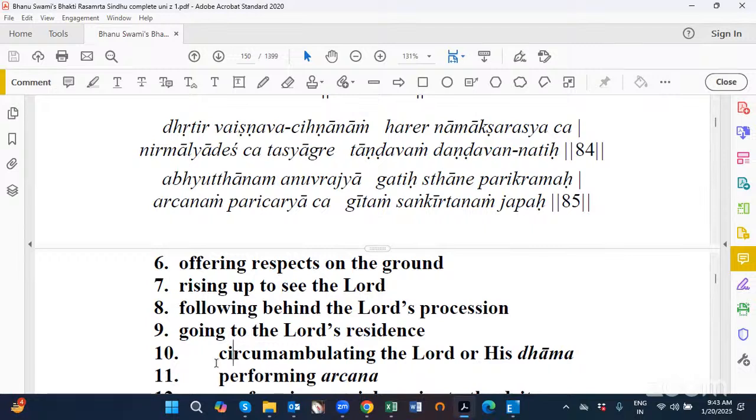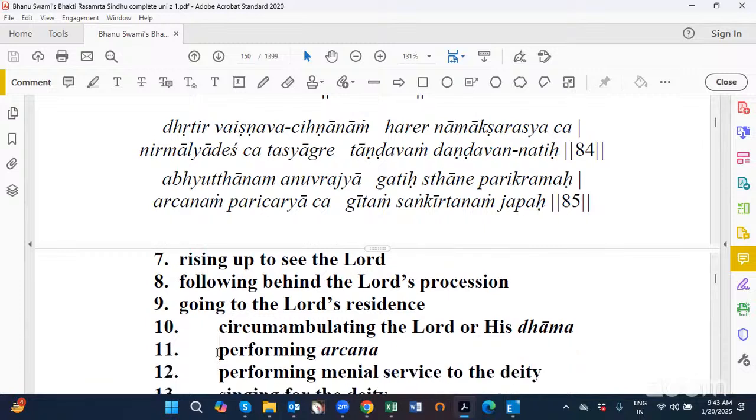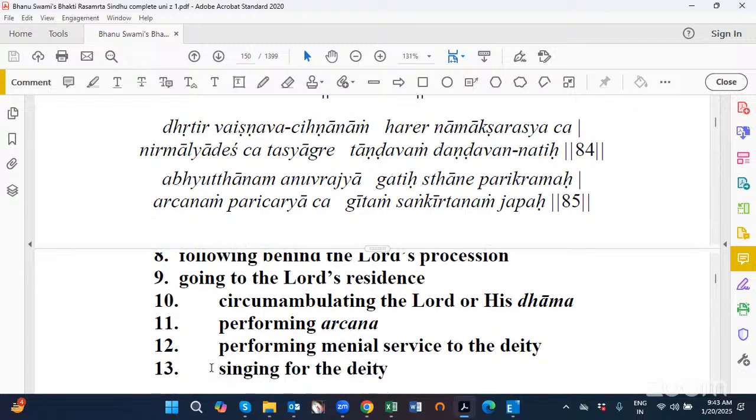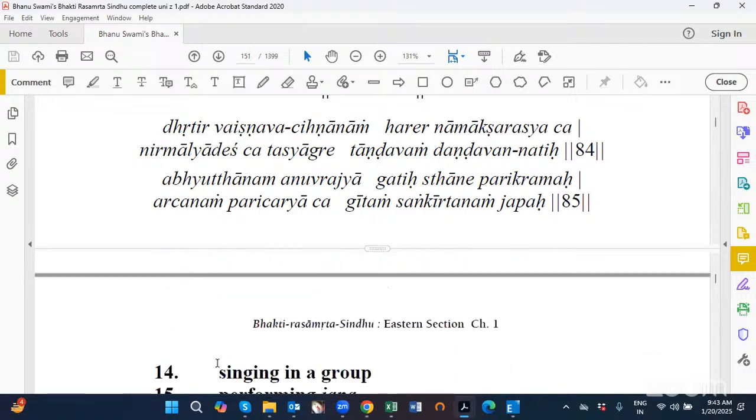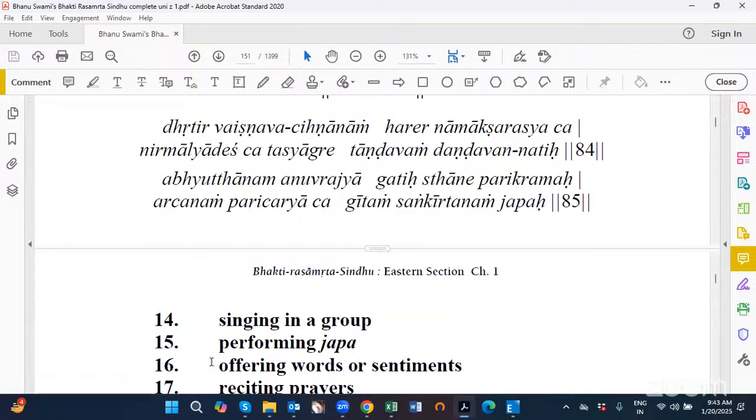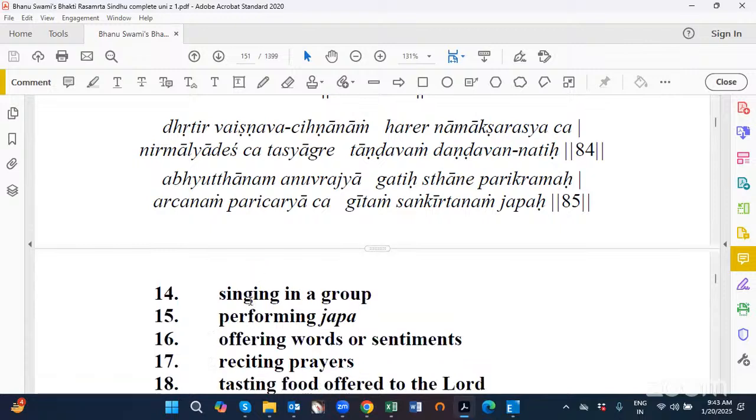Then Parikramaha. Then Archanam, performing Archana. Paricharya, that is menial service. Then Geetam, singing for the Lord. Sankirtana, Japaha. First is singing for the Lord, singing for the deity. Then singing in a group, then performing japa. So total 14 are there.